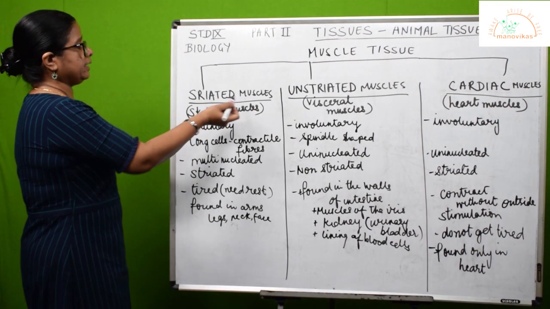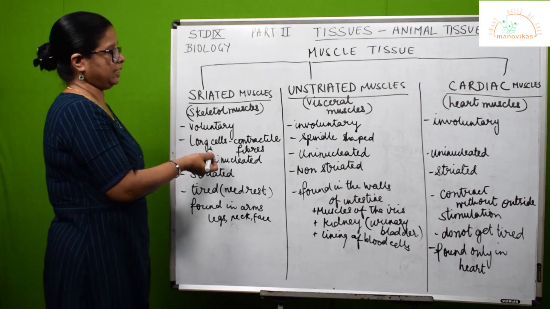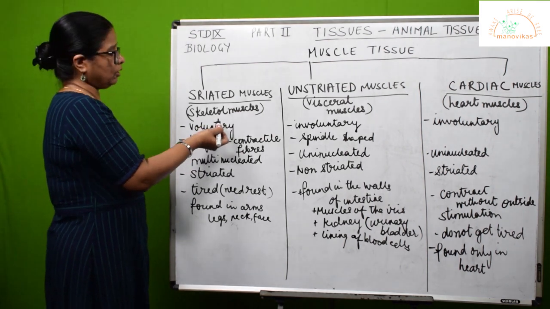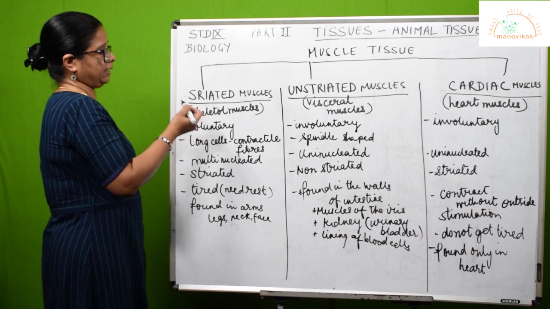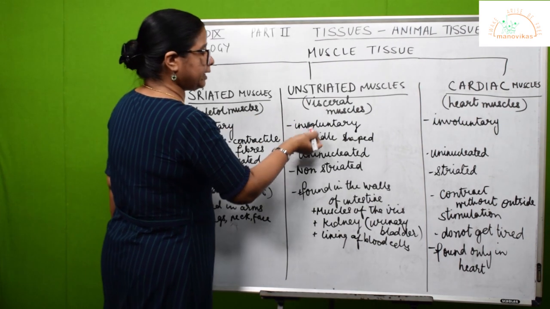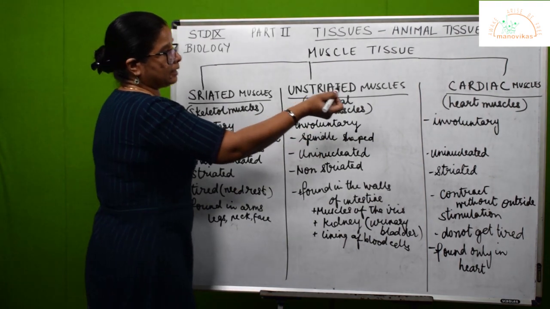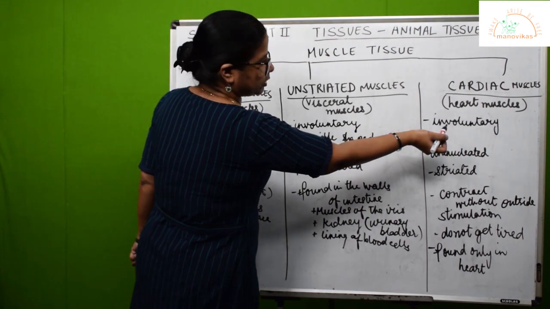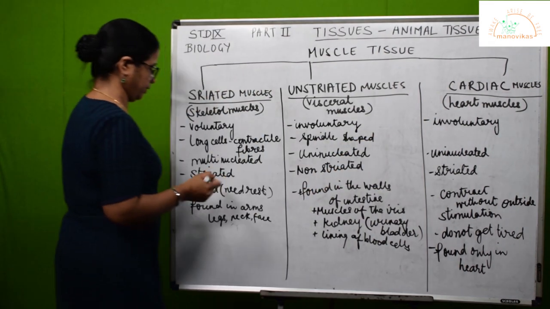Now, striated muscles are voluntary in nature. They are under the control of the organism. So, here, voluntary. Unstriated, involuntary. And the cardiac muscles, of course, again they are not in our control. So, they are also involuntary.